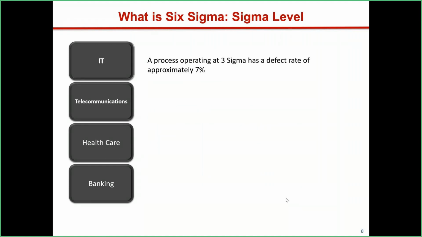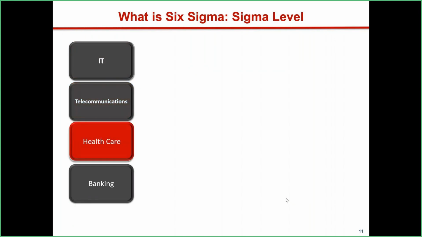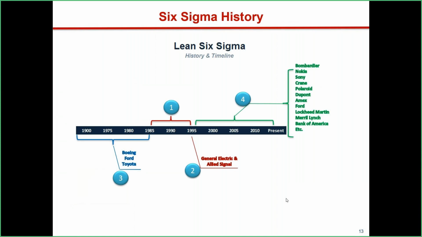So let's see some examples. In IT, a process operating at 3 sigma has a defect rate of approximately 7%. Telecommunication, healthcare, and so on. These are just examples, these are numbers. It may vary from process to process, but this is history that is good to know, again from an exam perspective.